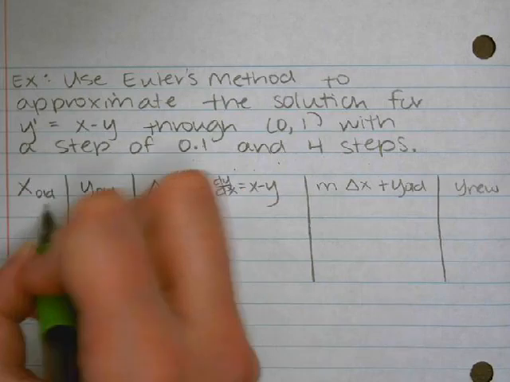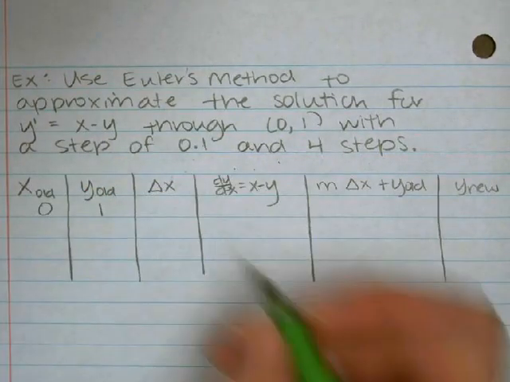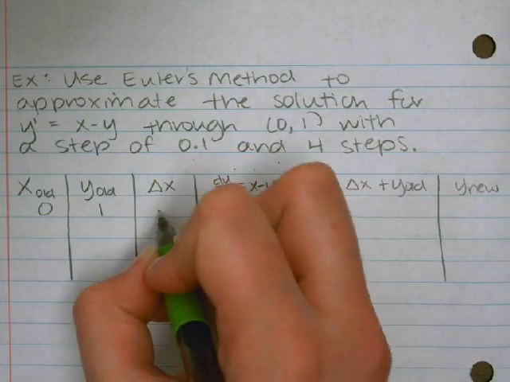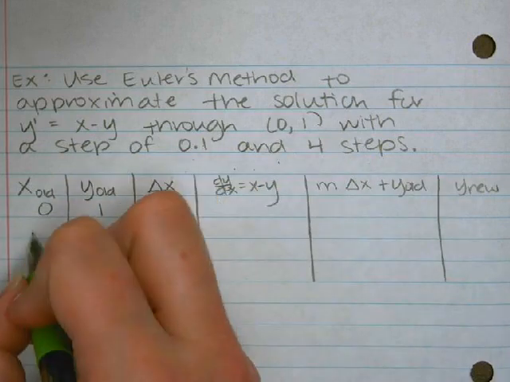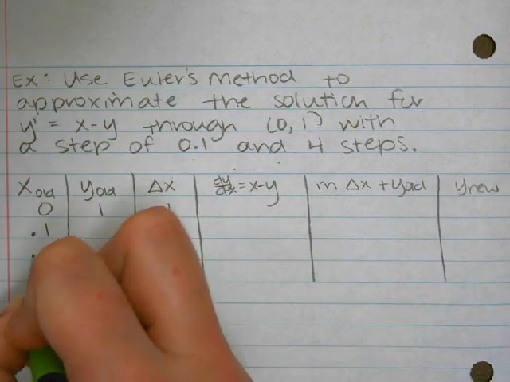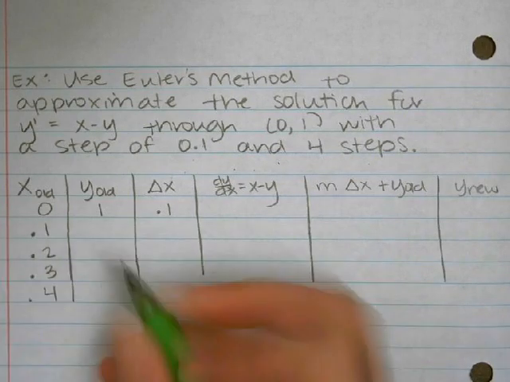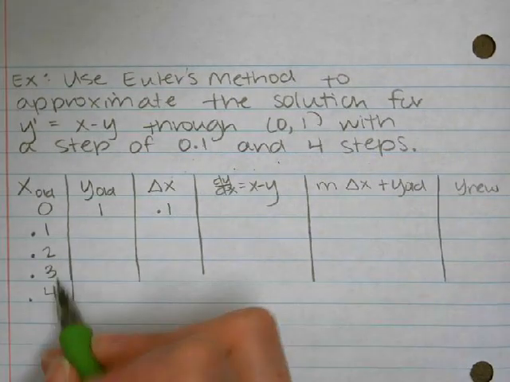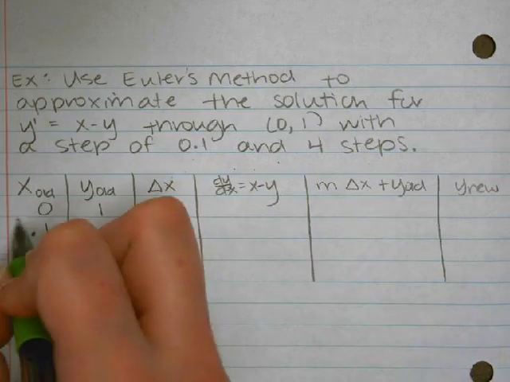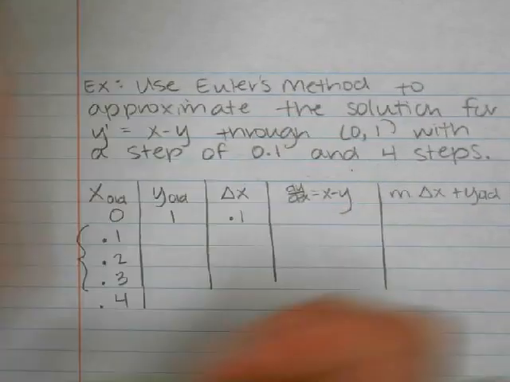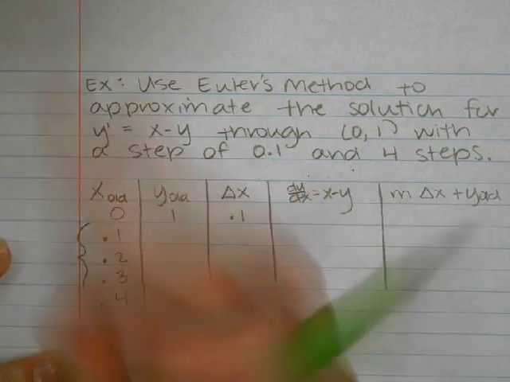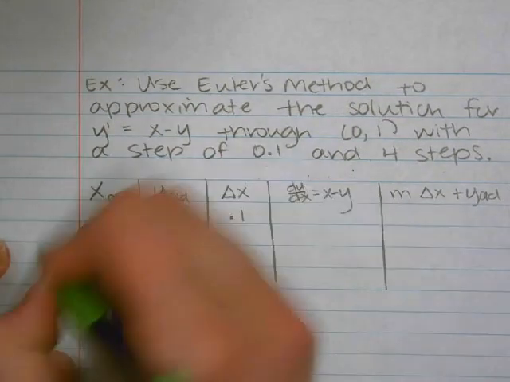So we're going to start with the point (0, 1). I know that my delta x is 0.1, and so my next x is going to be 0.1, then 0.2, then 0.3, then 0.4, and I knew to go to 0.4 because it said to do 4 steps. That was terrible. Let me make it go all the way down. There we go.